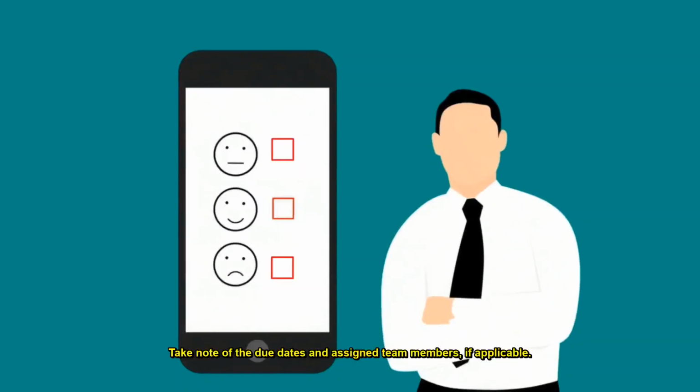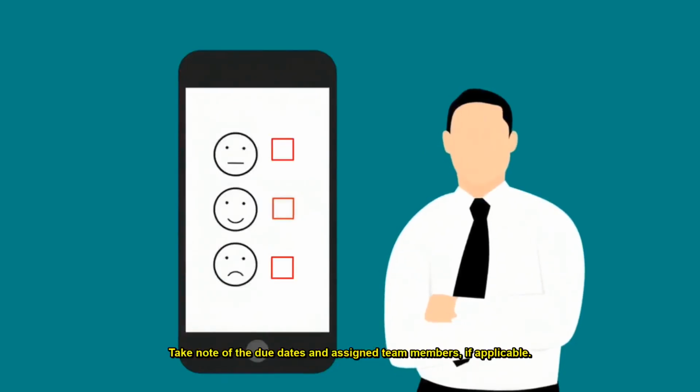Open a separate document to jot down the key details of each task. Copy the task names along with their descriptions from Asana. Include any custom fields or tags associated with each task. Take note of the due dates and assigned team members, if applicable.